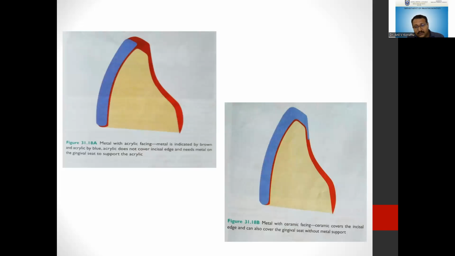So if you are giving a ceramic facing, this brown color is the metal, and this is where the ceramic comes into play. So this is the incisal edge. On the incisal edge, if the metal is bent downwards and taken inside like this, the incisal edges are protected, and the metal support will be there covering the metal.